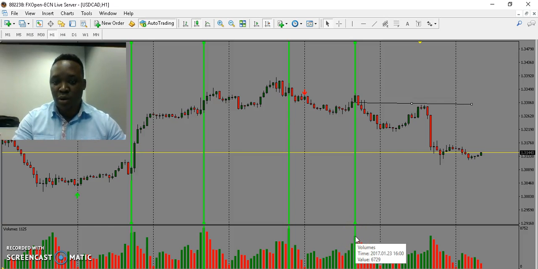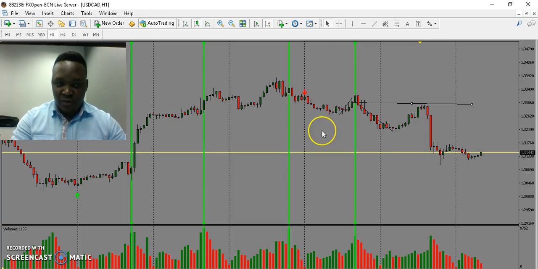As you can see, the value was 67.29. That's a high volume area. And then what happened after that? The price dropped. So the clue is, we had the volume rising, but the price dropped after that. That's very important to understand. We had price rising and the volume rising, but the price dropped after that.